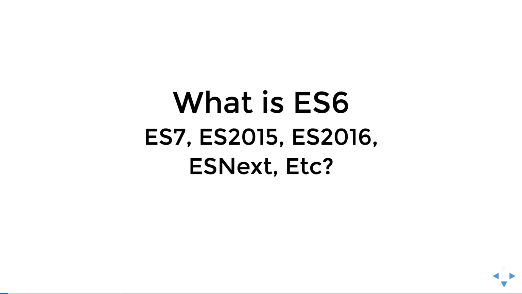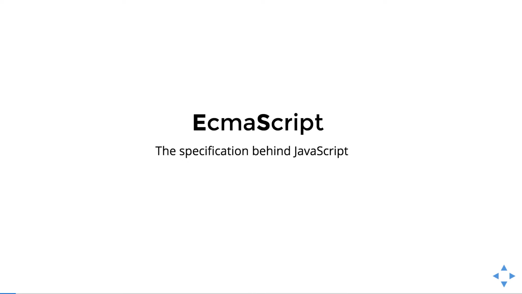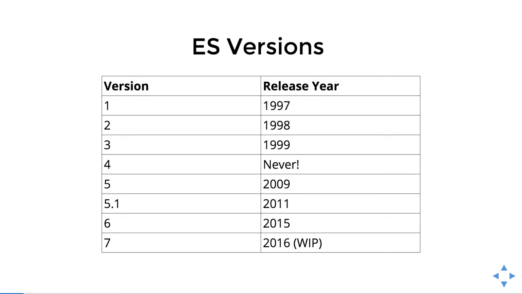So ES6, what is ES6? ES7, ES 2015, ES 2016, ES Next. These are all kind of synonyms for the same idea. ECMAScript is the specification behind JavaScript. There's a standards body that creates this. There are other things built off of this specification, but JavaScript is obviously the biggest one. So here are the different versions of ECMAScript throughout the years. The first one was in 1997, and then number 7, also known as 2016, is being worked on today.